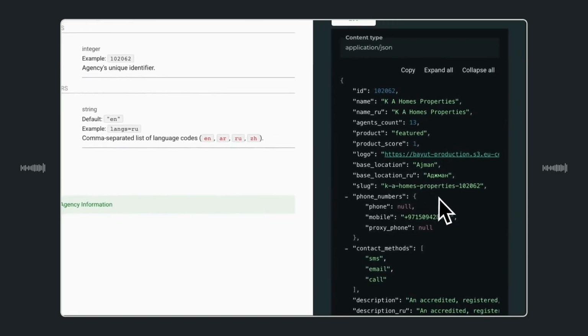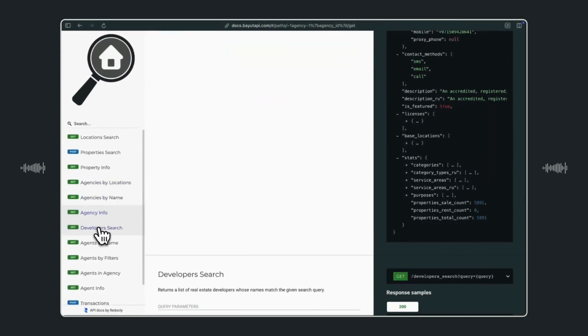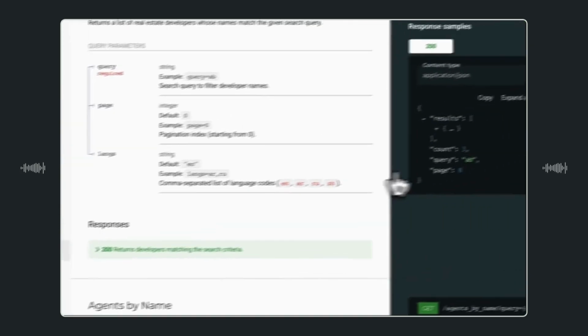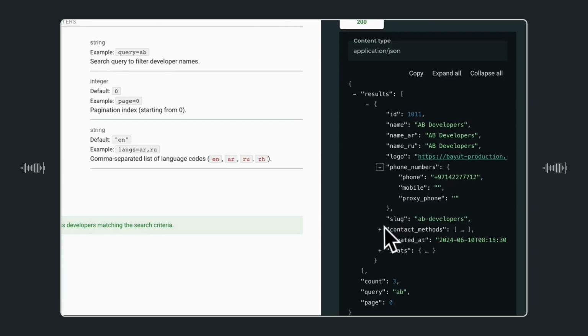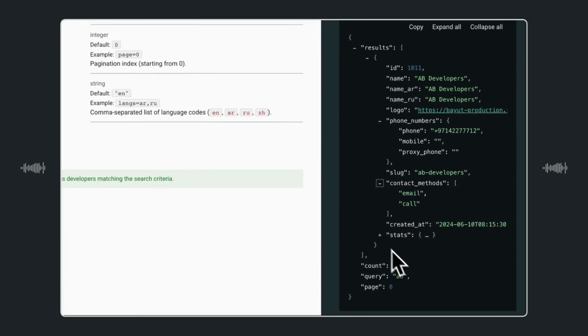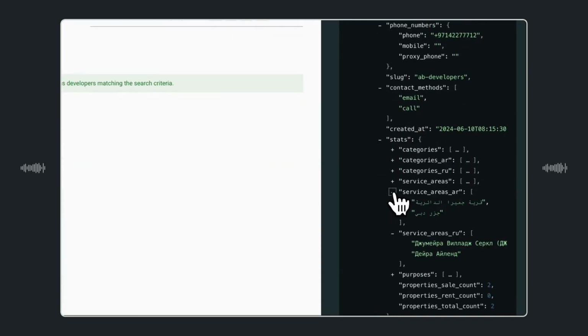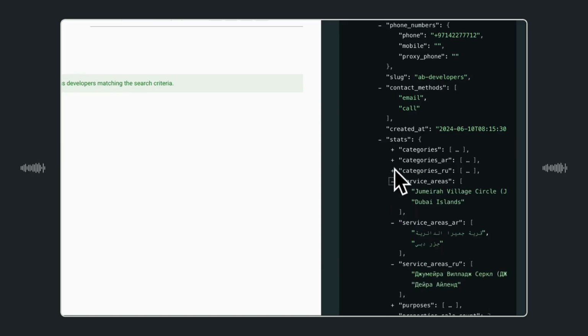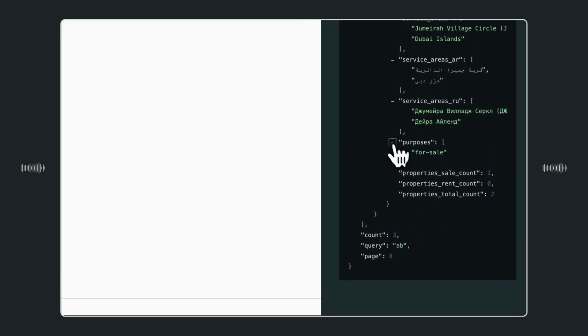Absolutely. And similarly, you can perform a developer search. We see an example here of AB developers offering apartments and other commercial properties in Jumeirah Village Circle, JVC, and Dubai Islands. This helps identify the key players in specific development segments, understand their focus areas within the market, and track their project pipelines. For an investor, tracking a developer's history and their current projects can be a powerful indicator of future market trends and potential growth.